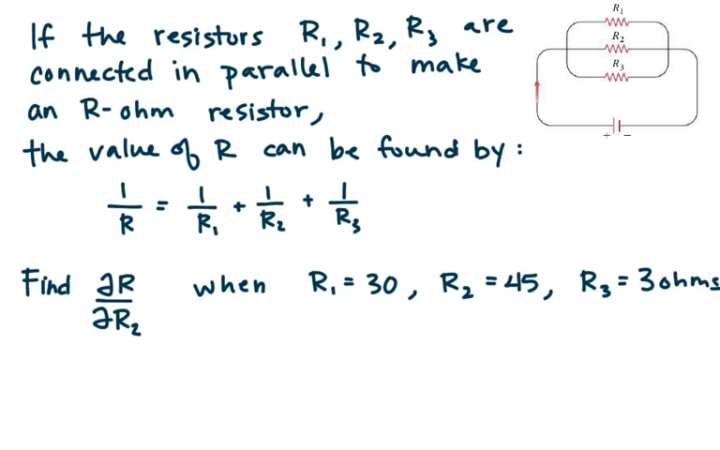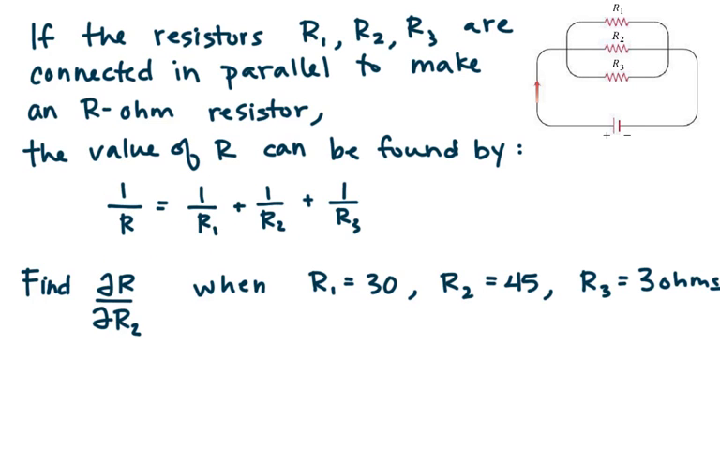For this example, we have a situation where we are dealing with an R ohm resistor. So we've got three resistors, R sub 1, R sub 2, and R sub 3. They're all connected in parallel and they create this R ohm resistor. So the value of the total resistance can be found by this equation.